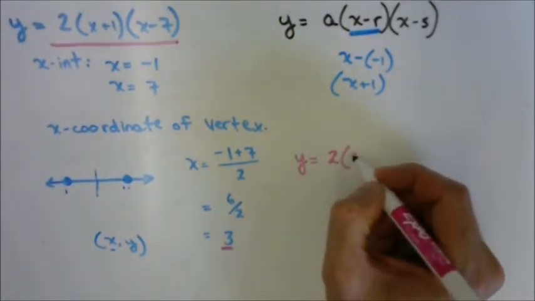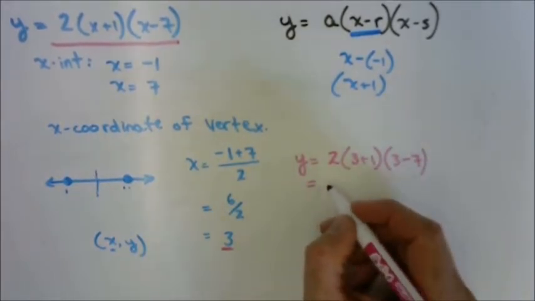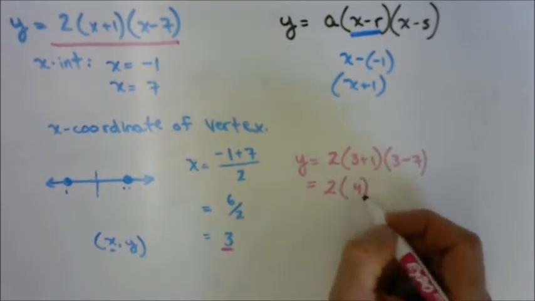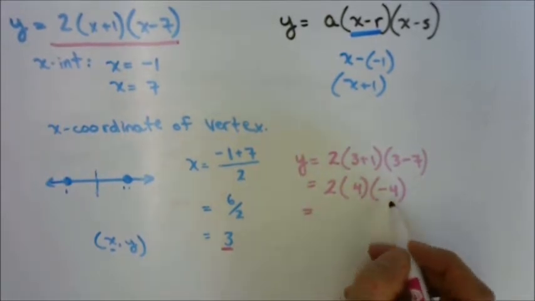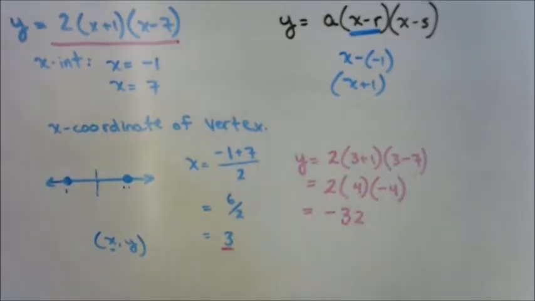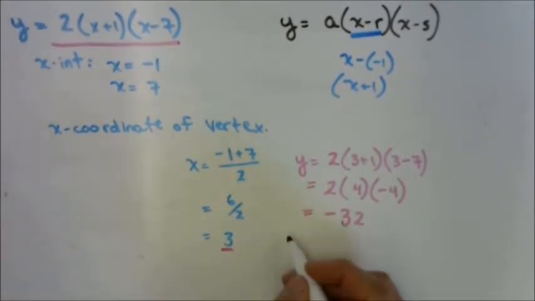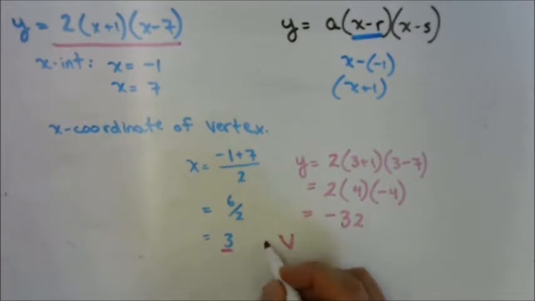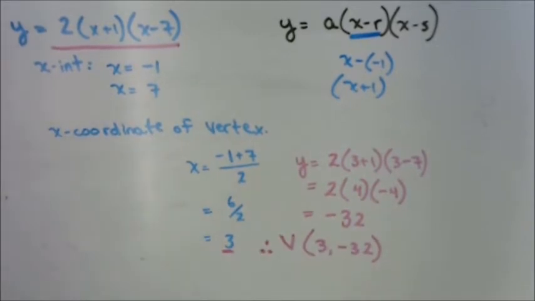So I've got 2 times (3 plus 1) times (3 minus 7). I do my brackets first. 3 plus 1 is 4. 3 minus 7 is negative 4. Now I have 4 times negative 4 is negative 16, times 2, negative 32. So now I know that the coordinates of the vertex are (3, negative 32).